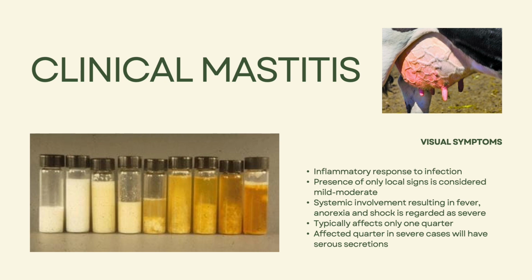Since this is a clinical infection, you are going to see signs elsewhere in the body as well. One of the visual symptoms that can be pretty obvious on the udder is an inflamed udder, and you're seeing that in the picture in the top right here. So clinical mastitis is an inflammatory response to infection.